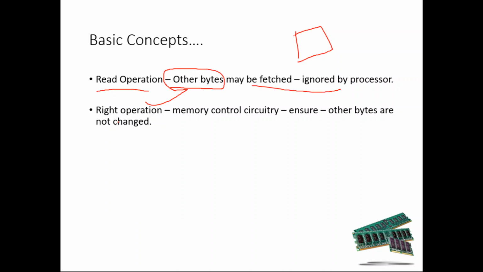Similarly, when you perform a write operation, the memory control circuitry should ensure that the other bytes are not changed. Because when you perform a write operation also, the processor refers to the entire word, not one specific byte. But the write operation may be happening on one particular byte, not the entire word. So the memory control circuitry should ensure that only that byte is changed and no other byte is getting changed.